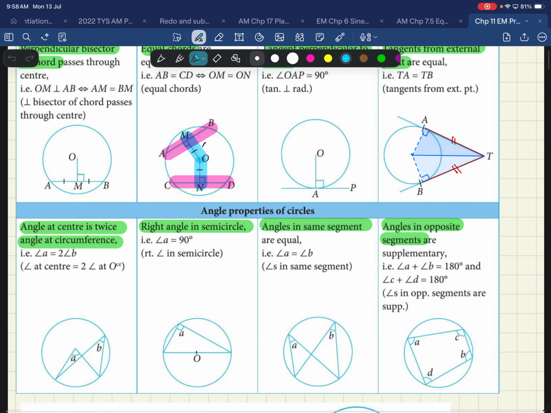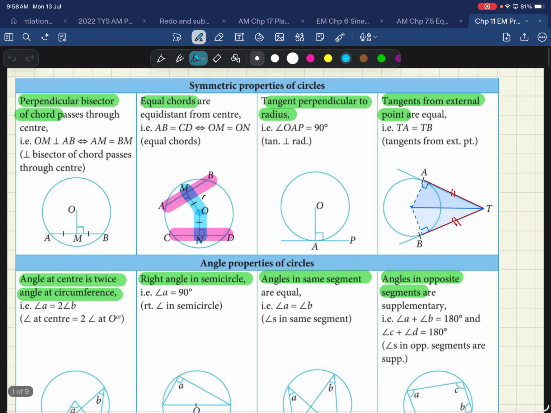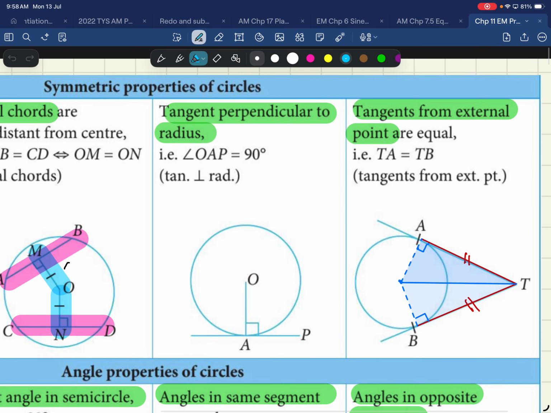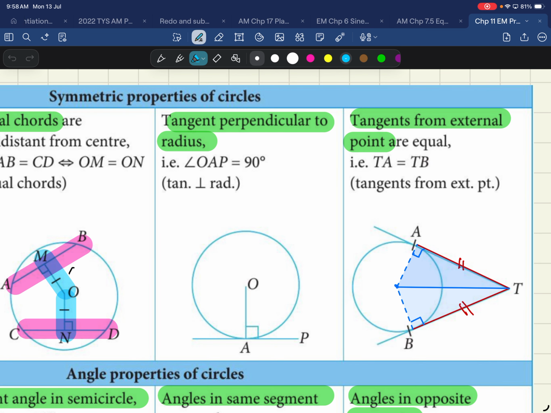Now, I want to show you one of the properties. Previously, I told you that this property, tangent perpendicular to radius, is a very popular property, right? We say that when we have a tangent like this, and a radius drawn to the same contact point, it will be 90 degrees, okay? That was called tangent perpendicular to radius.